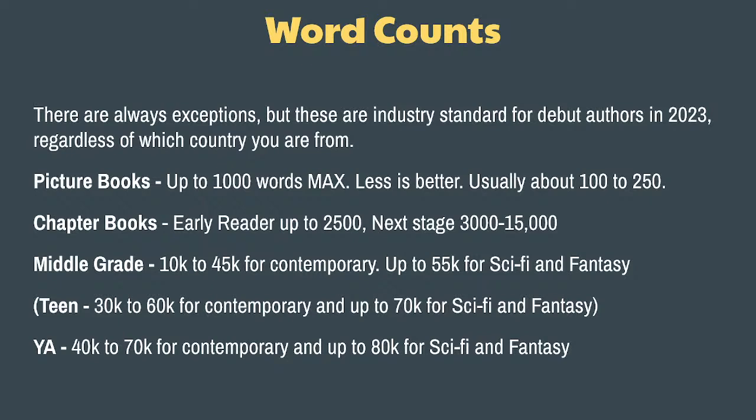YA is 40k to 70k, which again feels really short for almost an adult book, and up to 80k for sci-fi and fantasy. You'll find exceptions. That one I told you about, Scandal and the Unicorn Thief, is 90k. That wasn't what she sent it to the publisher as. It was a lot shorter, about where we're looking at. It was a middle grade book. And it was the publisher that said, I want you to do a lot more world building with this. And the publisher got her to make it longer.